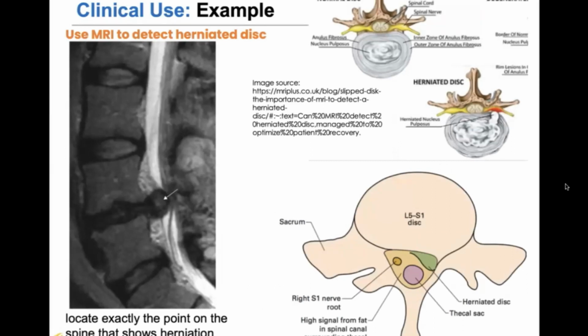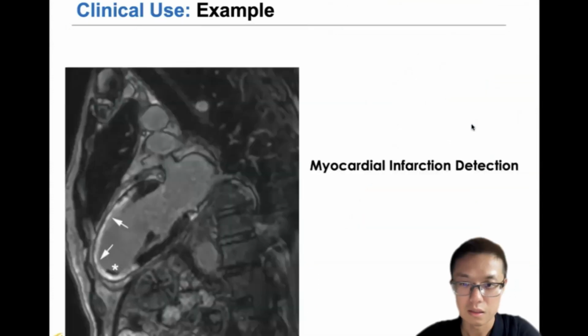So let's look at some of the clinical use cases for MRI. The first example is we can use MRI to detect a herniated disc. As we mentioned, MRI is able to image these soft tissues very well, so we can easily detect these kinds of problems with the spine, and it is able to show them clearly on this MRI image.